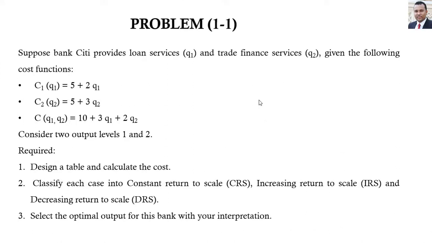Problem number 1. Suppose Bank City provides loan services Q1 and trade finance Q2. So in this case, we talk about two services for this bank. The following cost functions: C1(Q1), the cost function for loan services, equals 5 plus 2Q1; 5 in this case is the fixed cost, and 2Q1 is the variable cost per unit. C2(Q2), the cost function for trade finance services, equals 5 as a fixed cost and 3Q2 as the variable cost per unit.